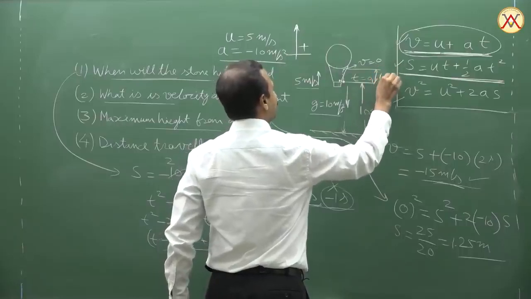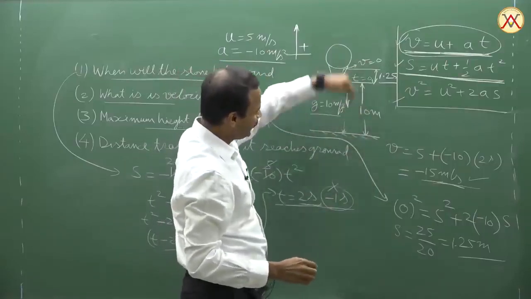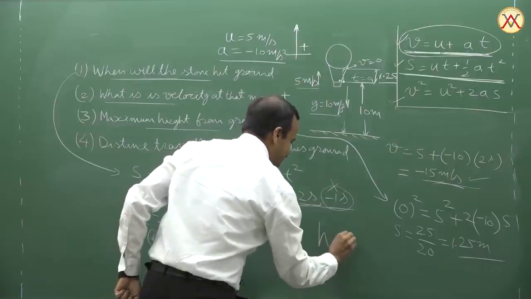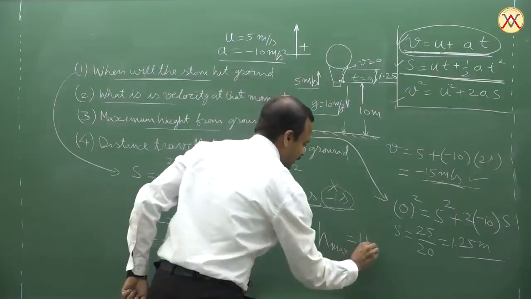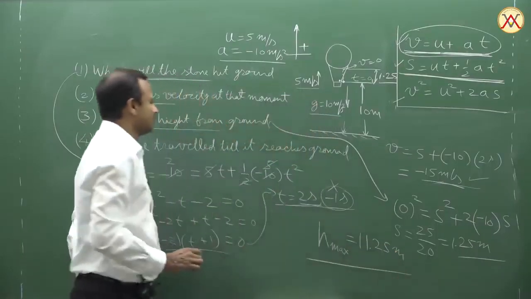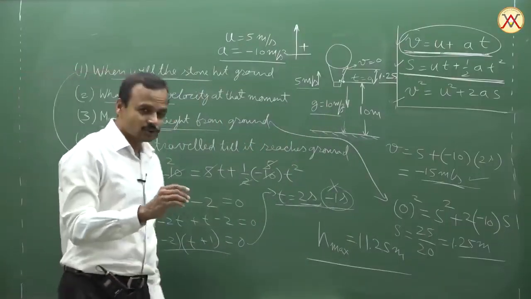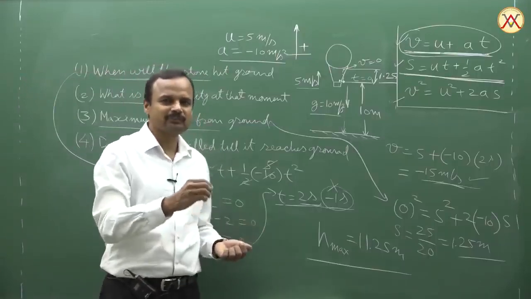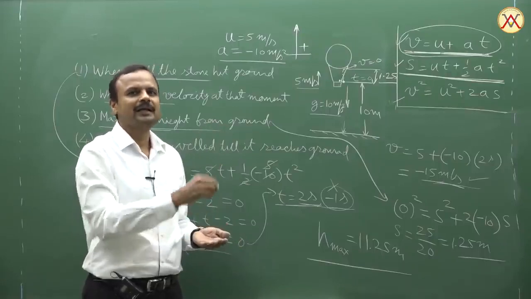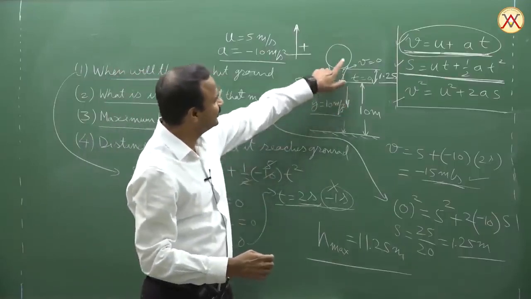This height is 1.25. So from ground it becomes 10 plus 1.25. So the maximum height from ground, h max, is 11.25 meters. So this is the maximum height from ground. Answer of part 3. The stone will initially rise. Reason being, it has some velocity in the upward direction initially. So it will rise up and it will come down. It is not going to hit the balloon anywhere.